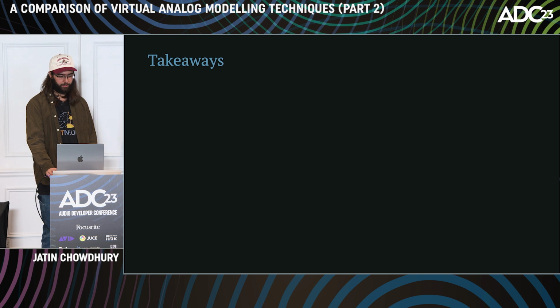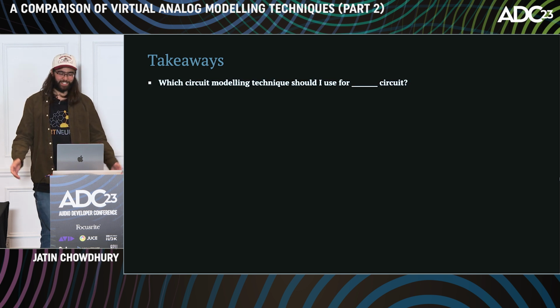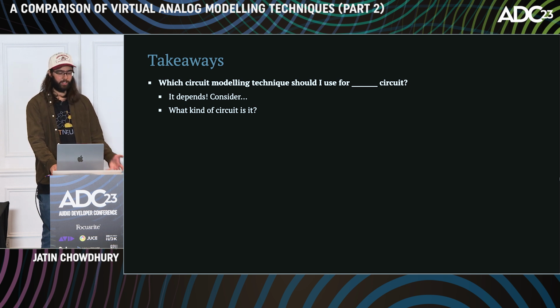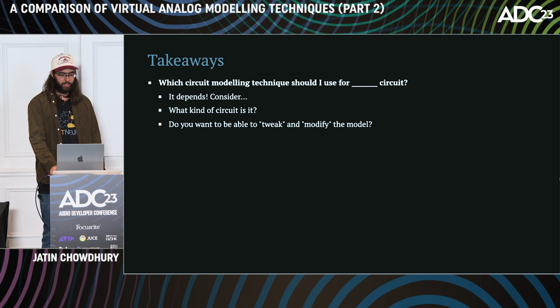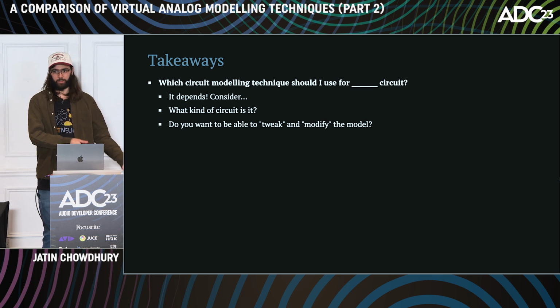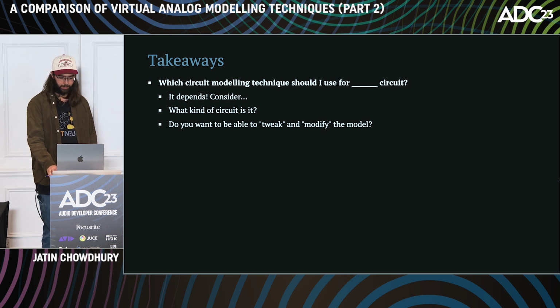A few more general points. Oftentimes I get questions like, I have this circuit, what modeling technique should I use? And this is a very difficult question because it really depends. So a few things that I usually think about are, well, what kind of circuit is it? Does it have linear components, nonlinear components, feedback, no feedback, things like that? Do you want to be able to tweak and modify the model? If you're training a black box model, you usually won't be able to tweak it after the fact. You have to retrain it with some tweaks done to the hardware that you're training on or something like that. Whereas with a white box model, it's usually very easy to tweak and change your model afterwards.